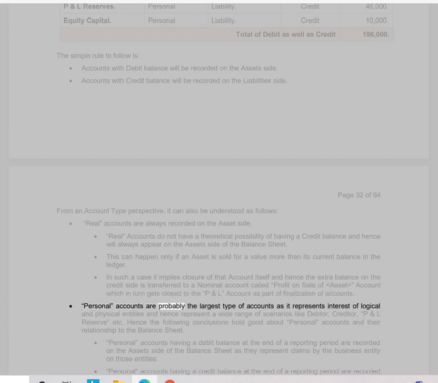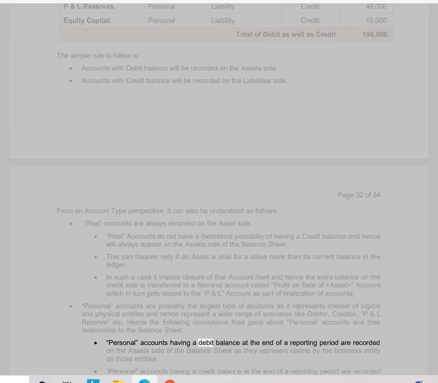Personal accounts are probably the largest type of accounts, as they represent interests of logical and physical entities, and hence represent a wide range of scenarios like debtor, creditor, P&L reserve, etc. Hence the following conclusions hold good about personal accounts and their relationship to the balance sheet.